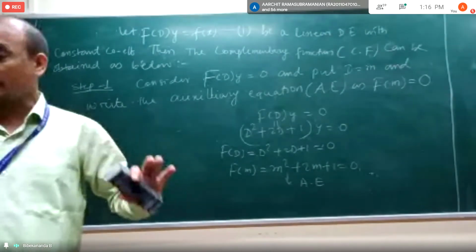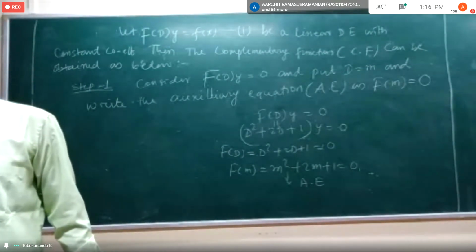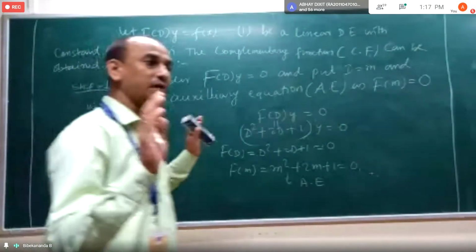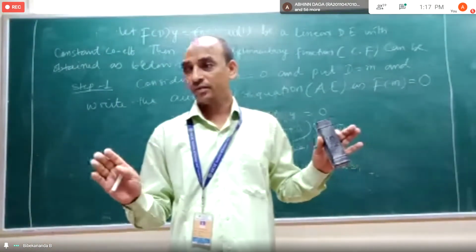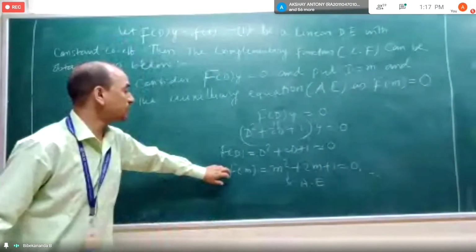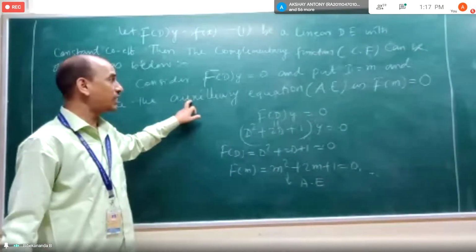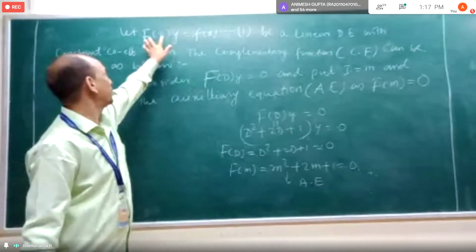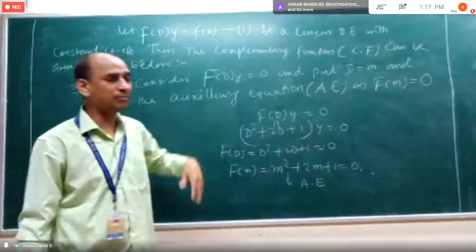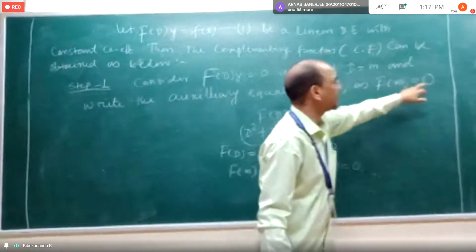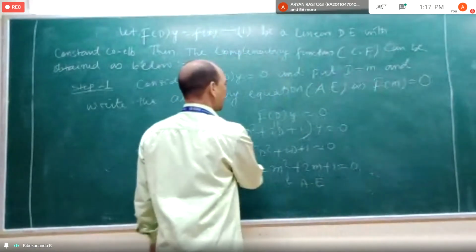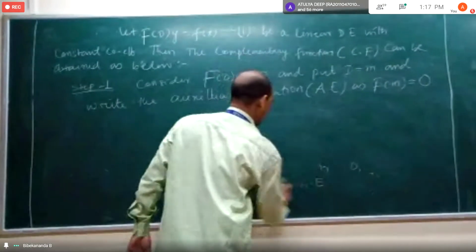So step 1 is clear to everybody? Yes, sir. Everybody got it or not? So this is called the auxiliary equation. In step 1, you consider f(D) y equal to 0 and you replace D by m and you get an equation f(m) equal to 0. So this is the first step.